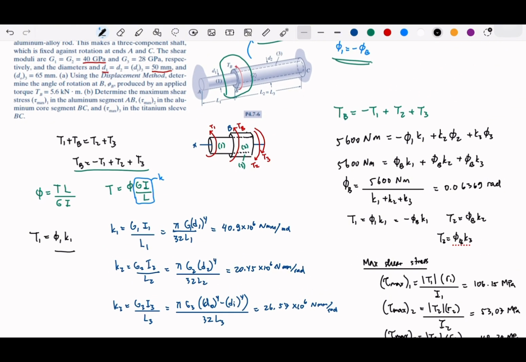Okay, so that's, I think, mostly chapter 4. We have the force method, and the second one is the displacement method.